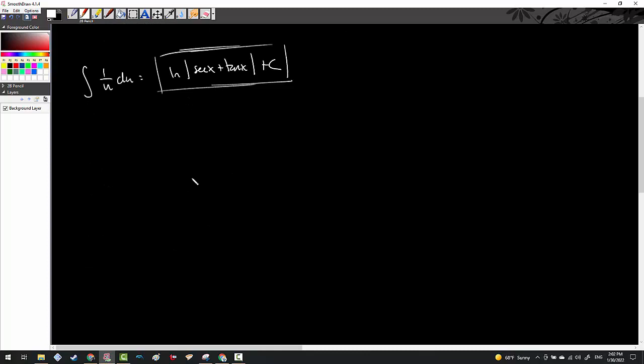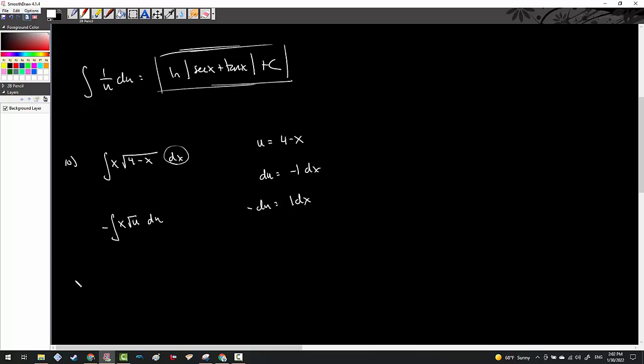Last problem I want to do for you guys is number 10 here, which is going to be the integral of x times the square root of 4 minus x dx. This one here is a little bit odd. It's definitely a u sub, and let me show you what happens here. 4 minus x is u. du is negative 1 dx, which means negative du equals 1 dx, which is your linkage here. And you get the integral of x radical u du with a negative on the outside.